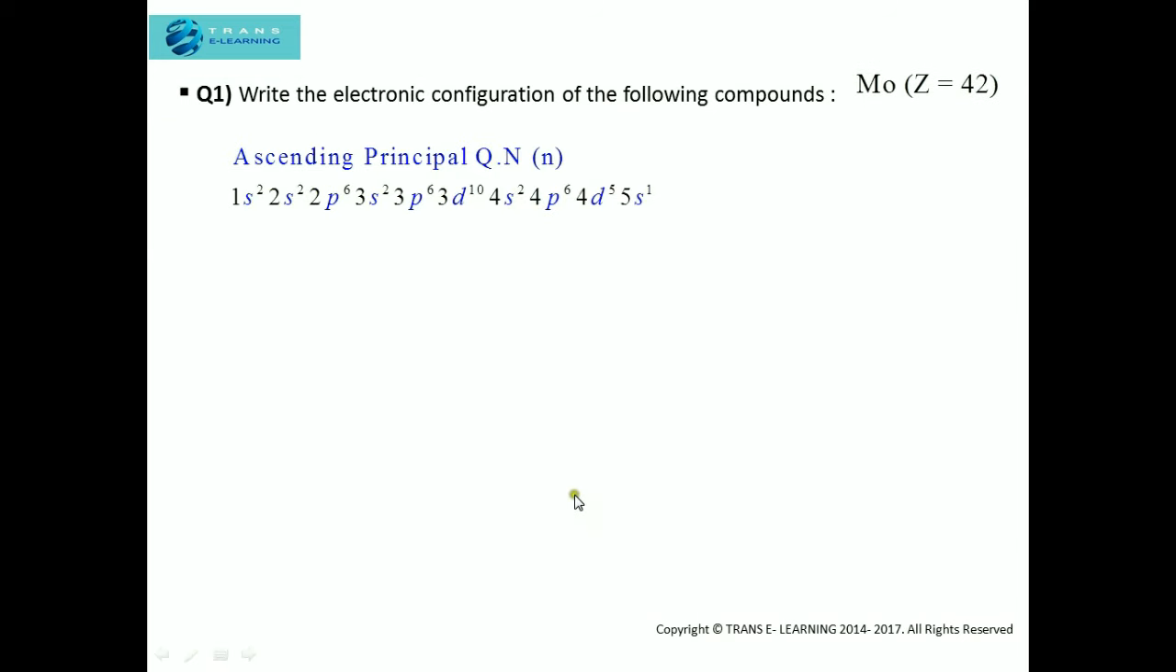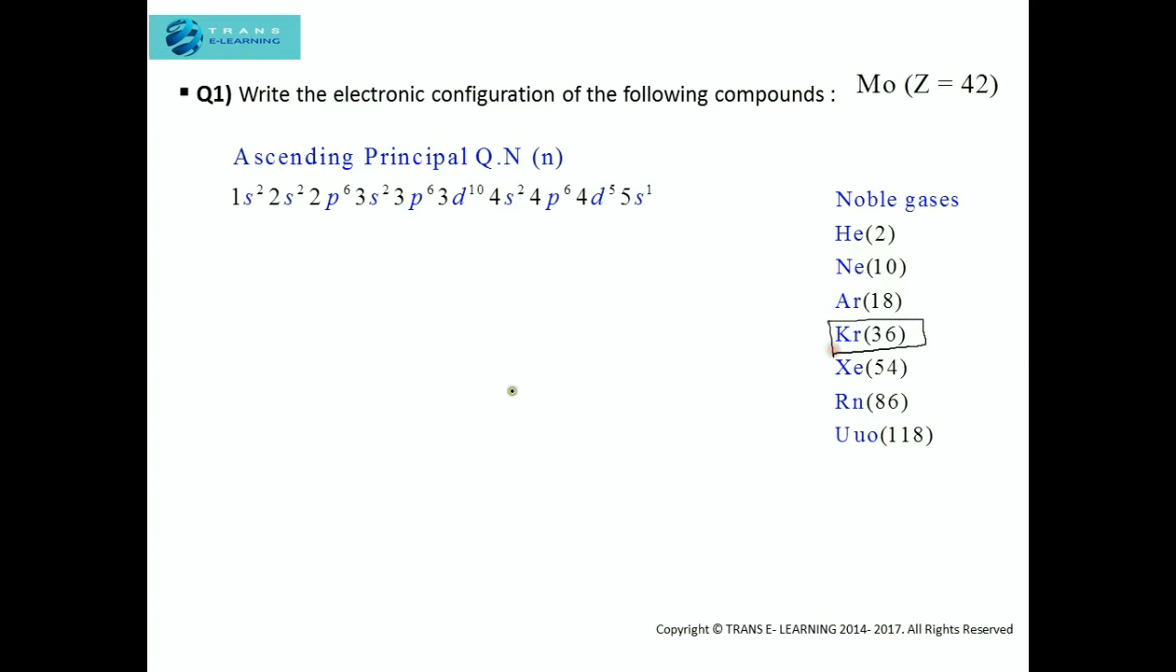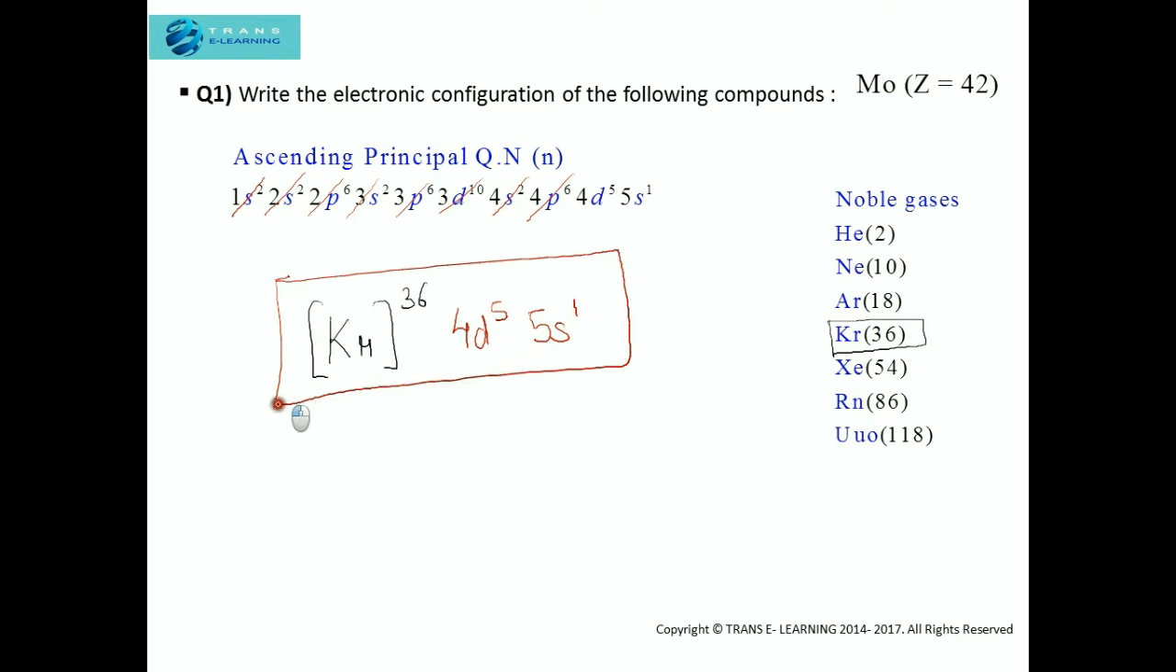In case we need to write the electronic configuration by taking into consideration the noble gas electronic configuration, here the atomic number of molybdenum is 42, so we will consider the noble gas krypton, which has atomic number 36. So I will eliminate 36 electrons from here. So this is the electronic configuration of molybdenum.